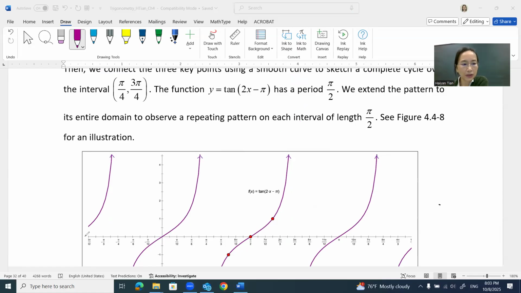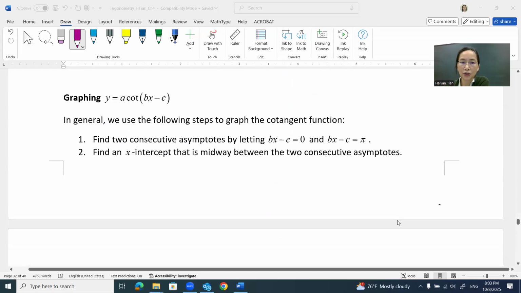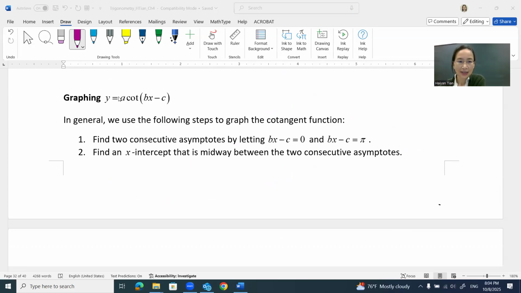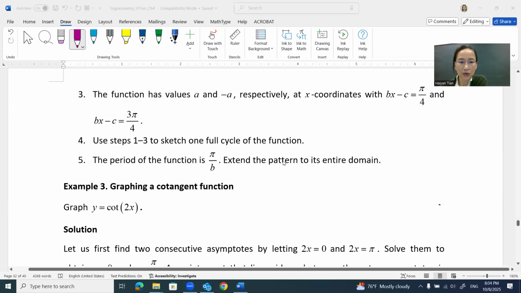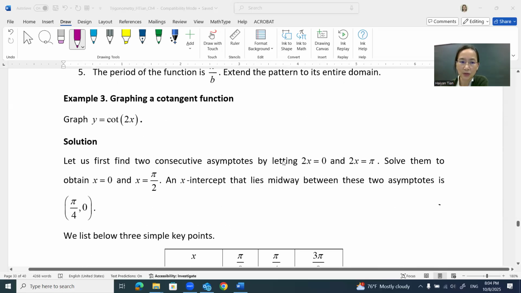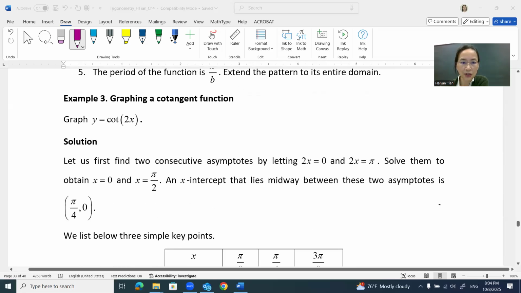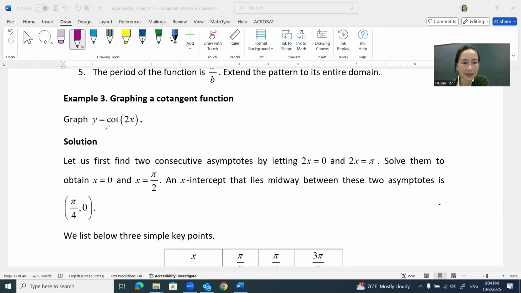Okay, so what about cotangent? Really very similar. If you can do the tangent, I believe you can do cotangent, in a similar form. The procedure is still to find asymptotes. Let's try one example. Let's suppose we want to graph the cotangent function, cotangent 2x.